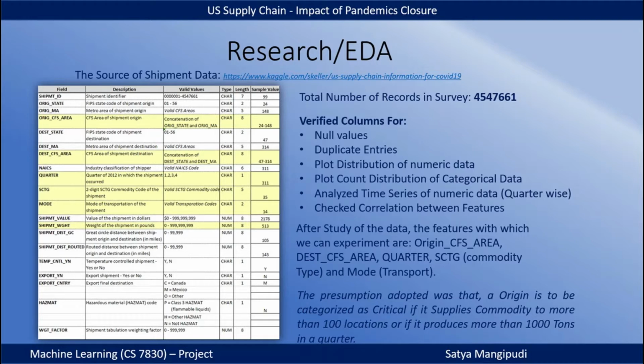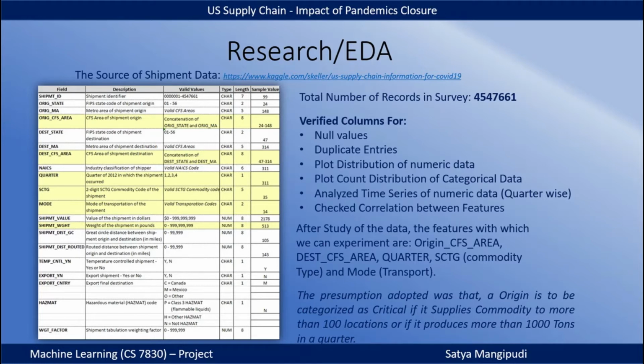Fields destination state, destination MA, and destination CFS area are similar to the origin fields, except that they are the destination location for that shipment. NAICS contains a code for shipper classification. Here the sample code 311 represents food. Quarter is a no-brainer. It represents the quarter of the year to which the shipment detail belongs. SCTG is a two-digit code for commodity, and this is important to us as we are going to filter medical shipments using this field. Here 35 represents electronics. Mode contains the code for transportation.